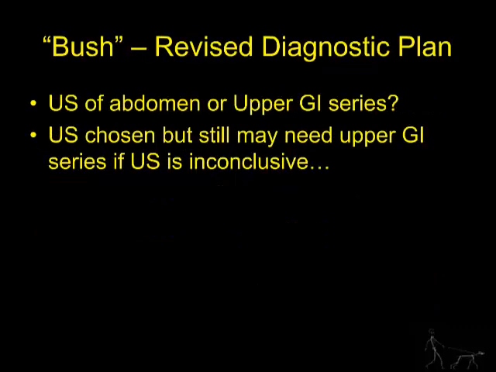At this time, we have a revised diagnostic plan that includes an ultrasound of the abdomen or possibly an upper GI series, depending on what we see on the ultrasound exam. The ultrasound exam is chosen prior to the upper GI series simply because it is less expensive, quicker, and easier to perform.